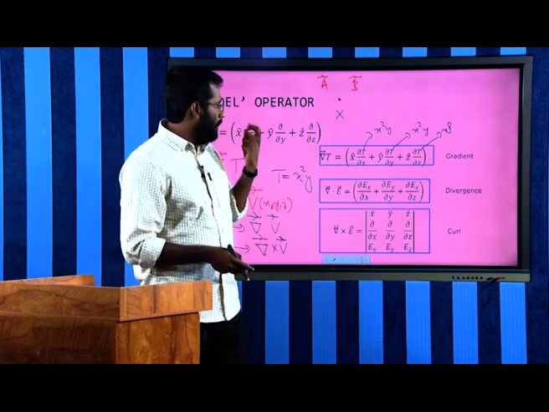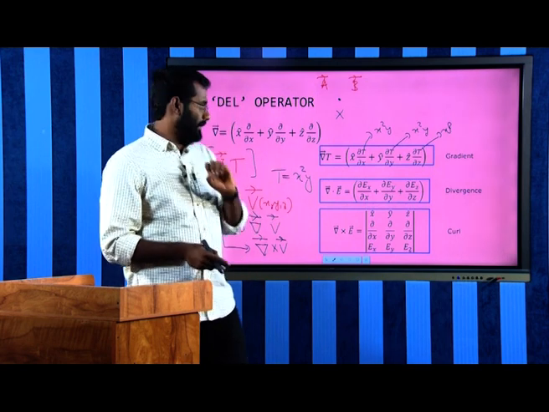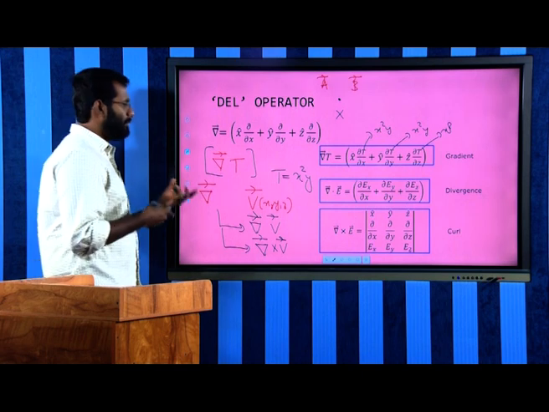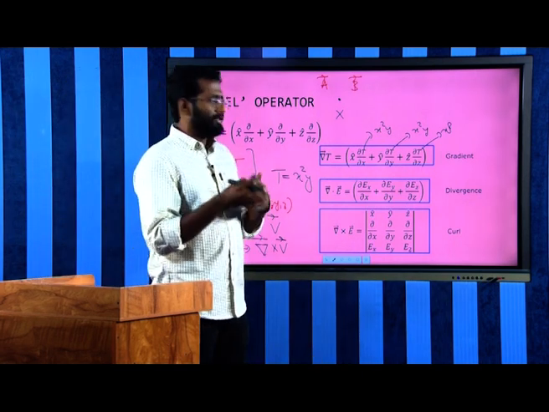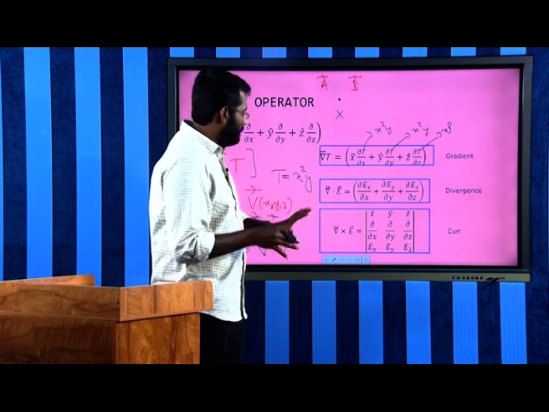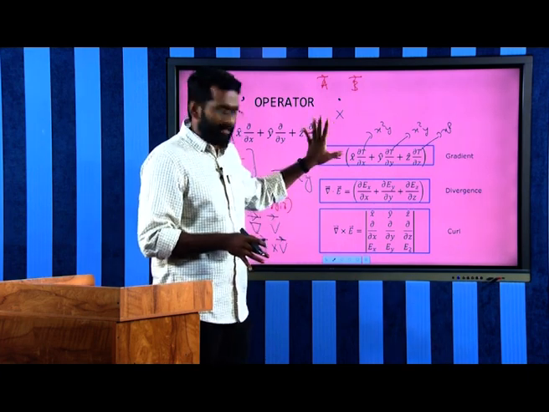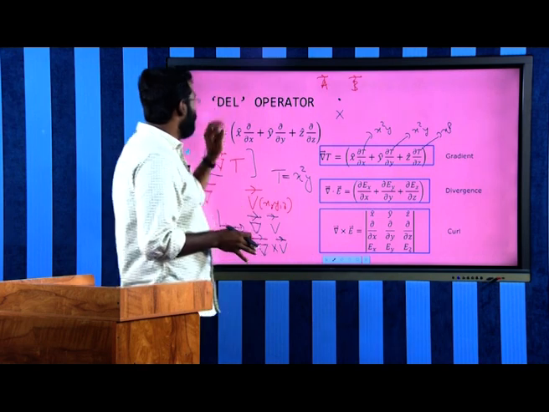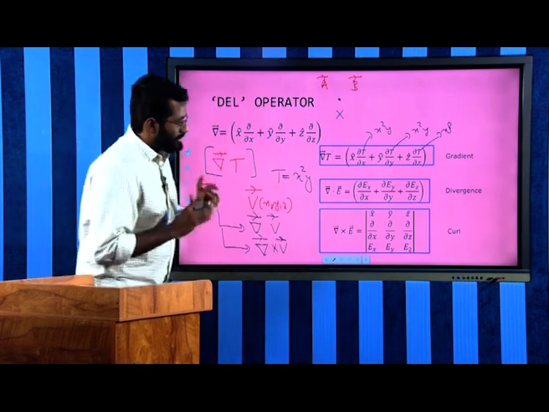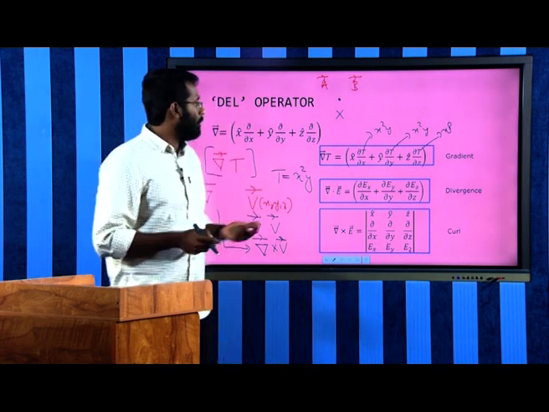Now let us go to each of them in particular. So there are mainly three kinds of operations. We can find many combinations of it, like del square T, the Laplacian, or something like that, but we are not going into that because we need only these three. These are the three basic operations of the del operator with the scalar and vector field: the gradient, the divergence and the curl. So let us go into detail about each of them.